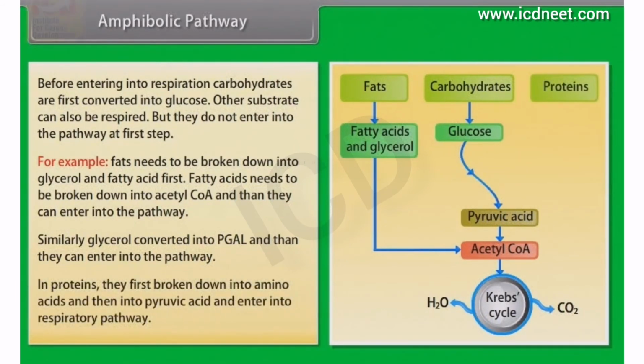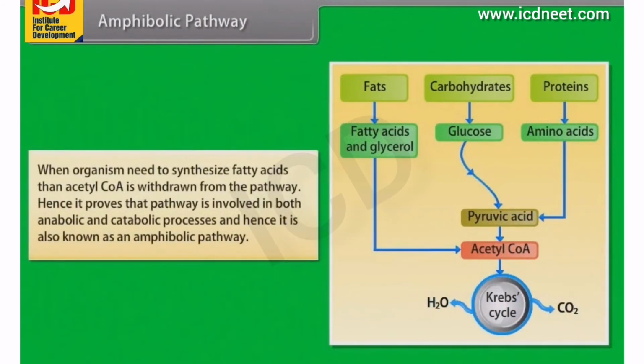Proteins first break down into amino acids and then into pyruvic acid and enter into the respiratory pathway. When the organism needs to synthesize fatty acids, then acetyl CoA is withdrawn from the pathway. Hence, it proves that the pathway is involved in both anabolic and catabolic processes, and hence it is also known as an amphibolic pathway.